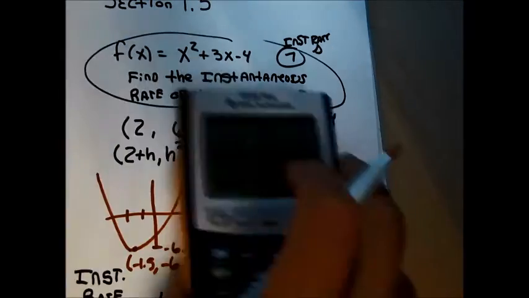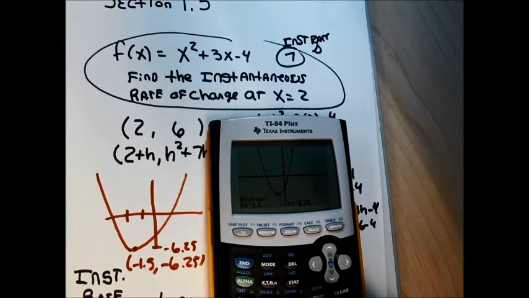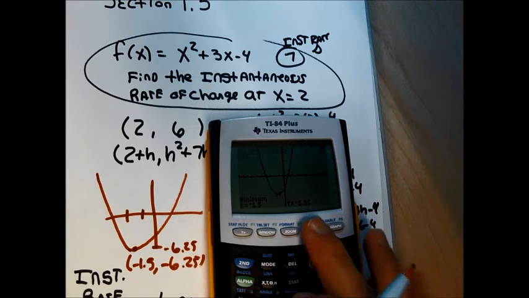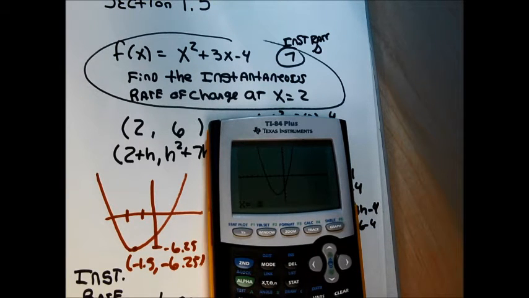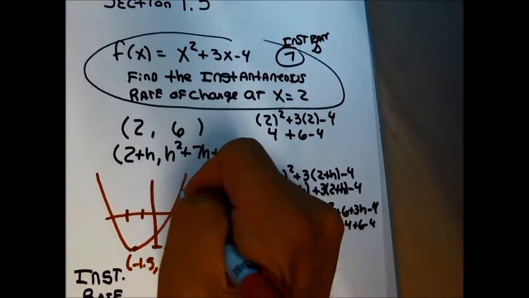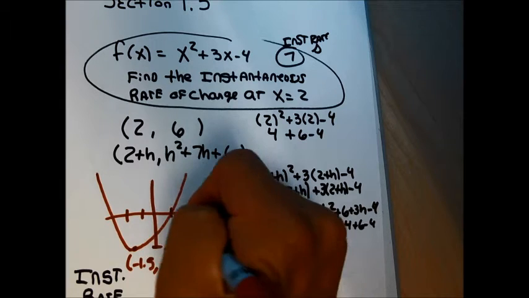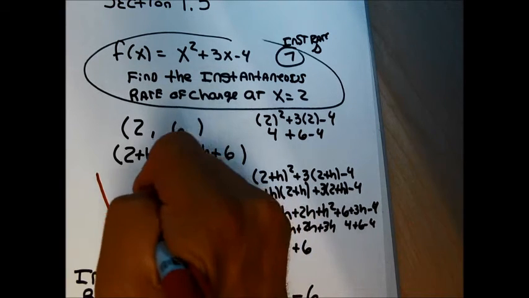And it goes through the important point, 2 comma something. Let me find out the 2 points. I'll do second, calc, value, type in 2. Goes through the point 2, 6. I'll just call this the point 1, 2, 6.